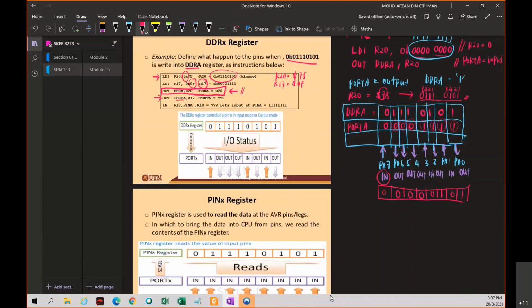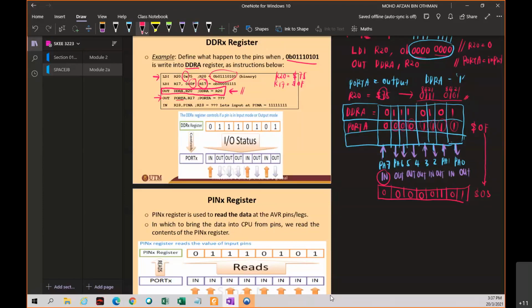Okay. So, sekarang ni, kalau kamu tengok, kamu nak hantar 0F daripada CPU. Tapi yang diterima di kaki ni adalah 05. Kenapa? Sebabnya ada serta-serta port ni kamu jadikan itu sebagai input port. So, dia tak boleh hantar keluar value yang ni ke sini.